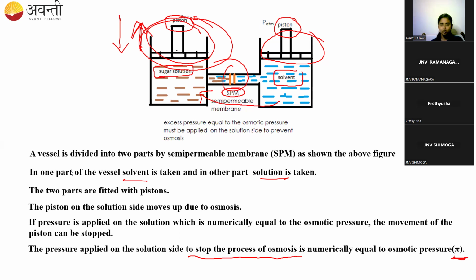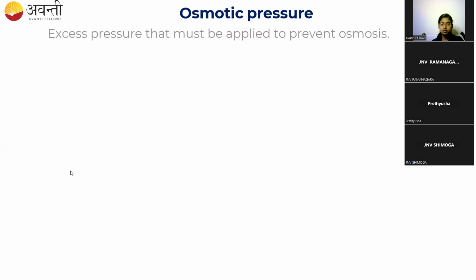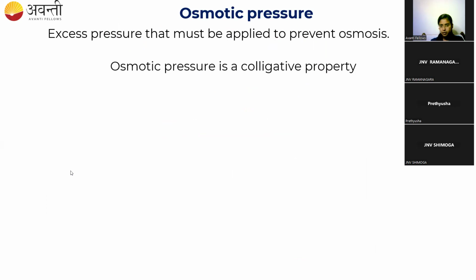So now let me go to the next slide. Osmotic pressure is nothing but the excess pressure that must be applied on the system to prevent osmosis. Okay, applied to the system means applied to the solution. And this osmotic pressure is a colligative property. It is denoted by the letter pi, and we have one formula.